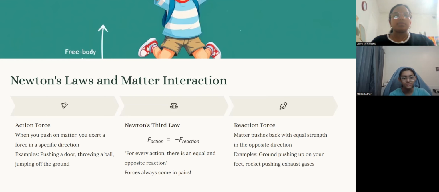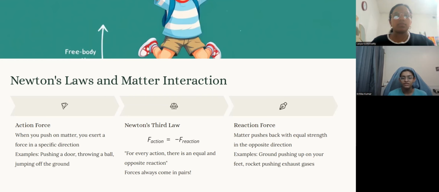An action force. When you push on matter, you exert a force in a specific direction. For example, when you push a door, or when you throw a ball, or when you're jumping off the ground, you're exerting force. And then there's Newton's third law, which is that the force of an action equals the opposite.